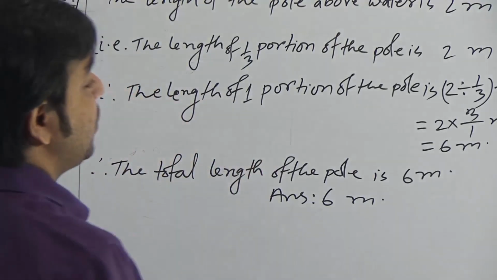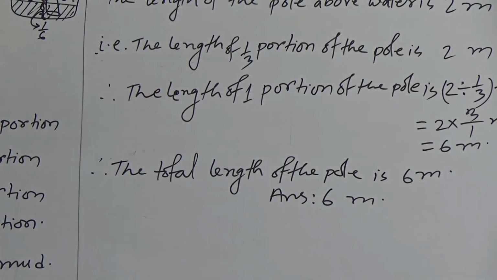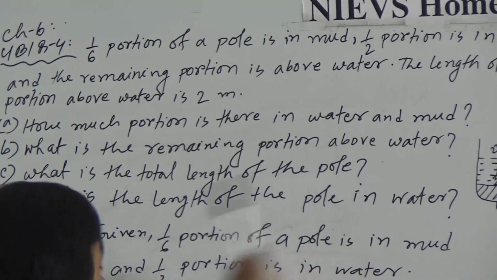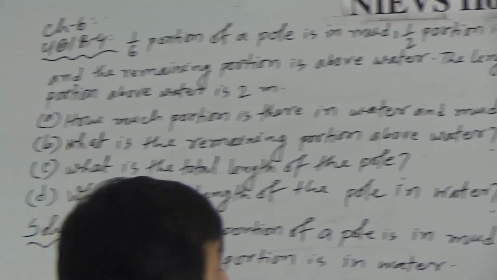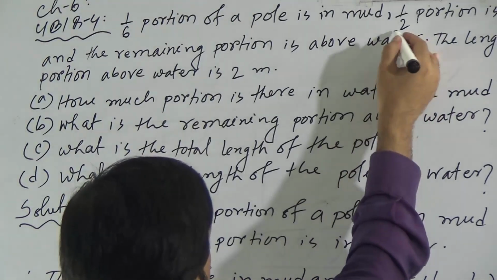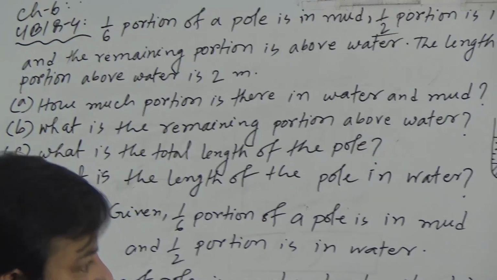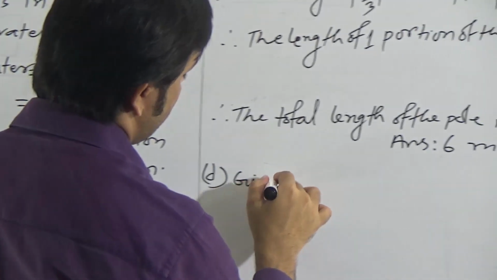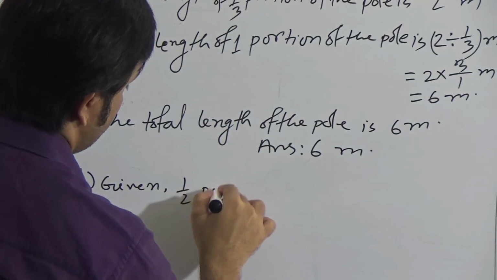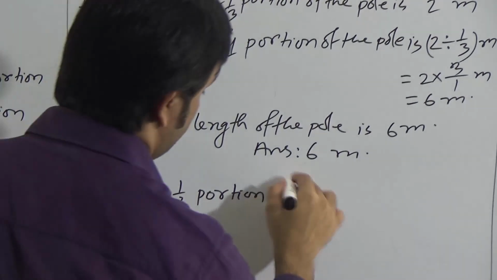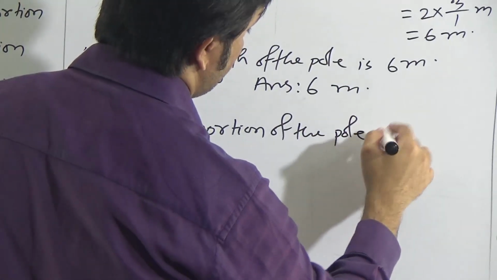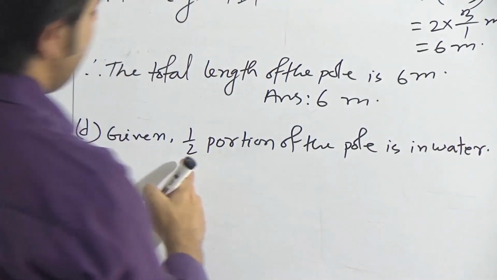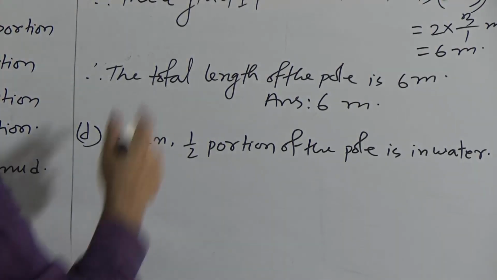Okay, dear students, now I have to see question D. What is question D? Question D is, what is the length of the pole in water? It means that we need to find the length of the pole in water. In water, the portion of the pole is 1 by 2. So we can write here the given 1 by 2 portion of the pole is in water. So we need to find the length of 1 by 2 portion, but the length of one portion we get from C.